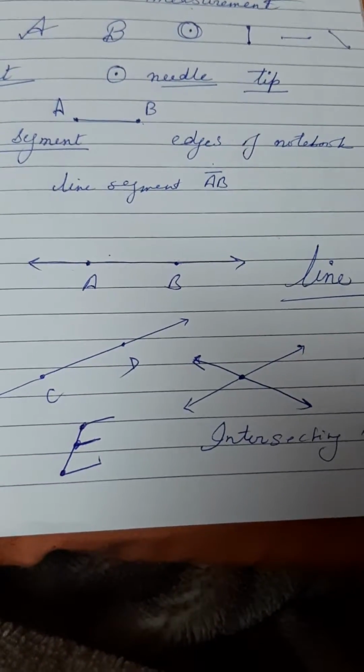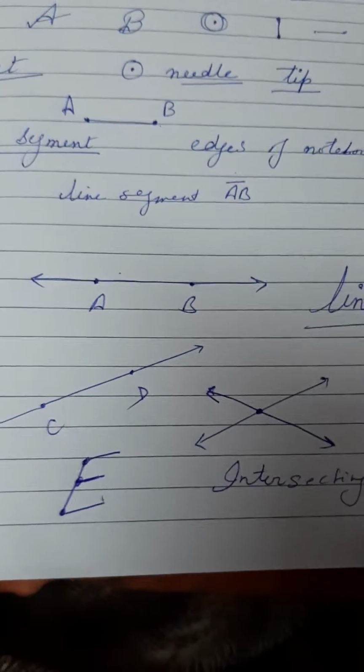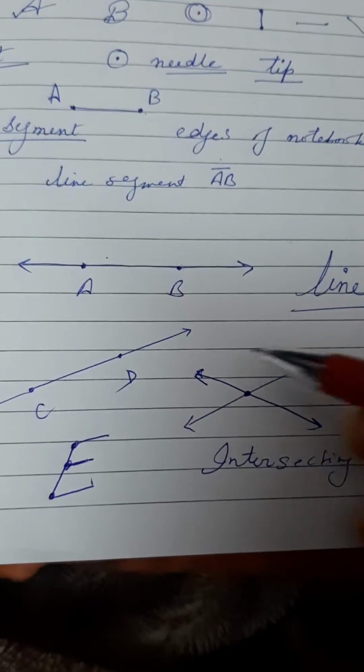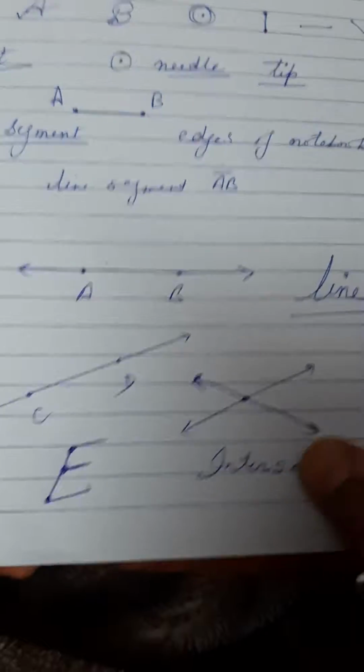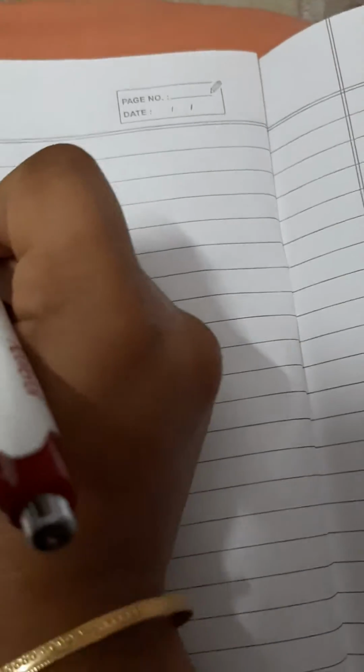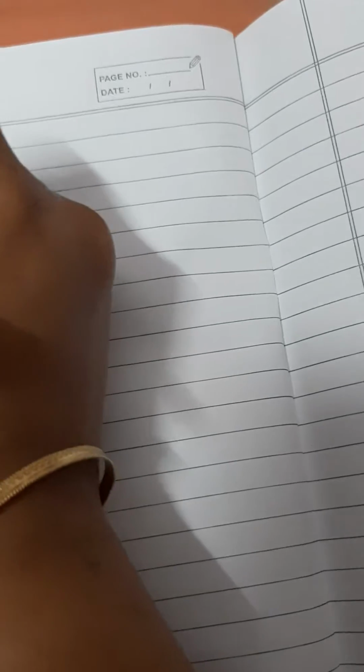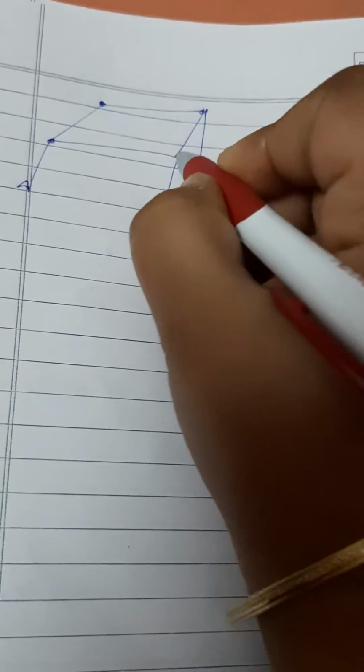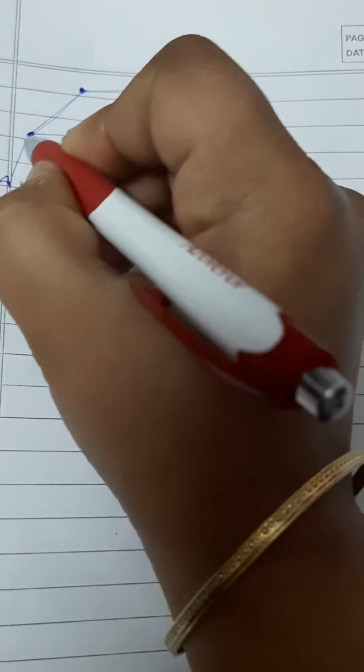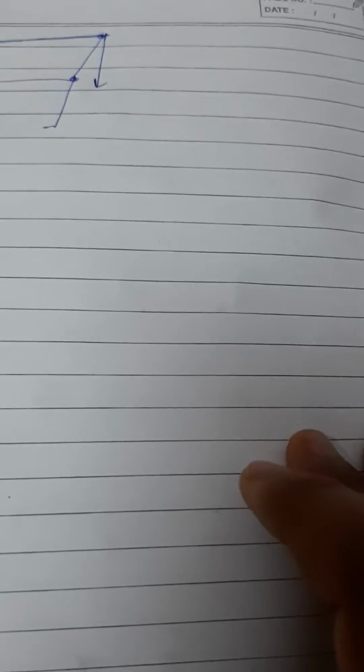Or we can take any example of intersecting lines, the letter X, or the edges of the table. Suppose we are drawing the table, so these two lines are intersecting here, so these are called intersecting lines.